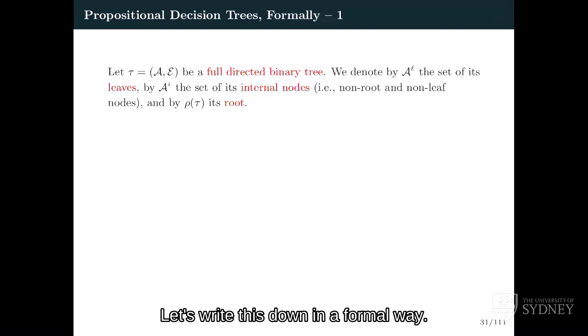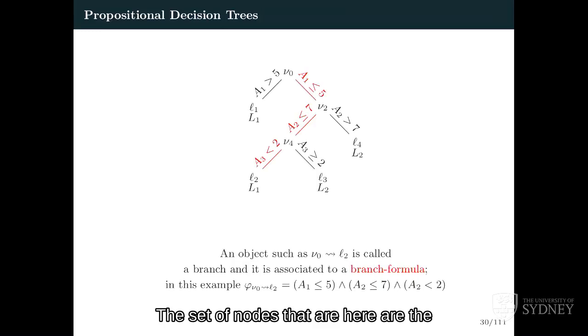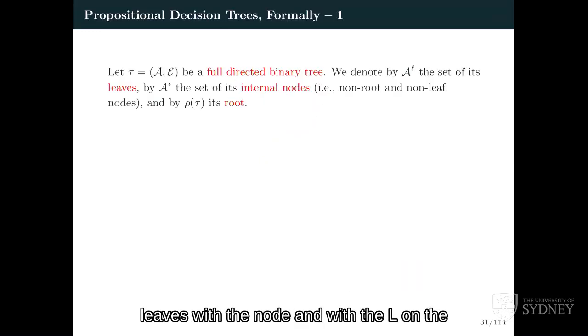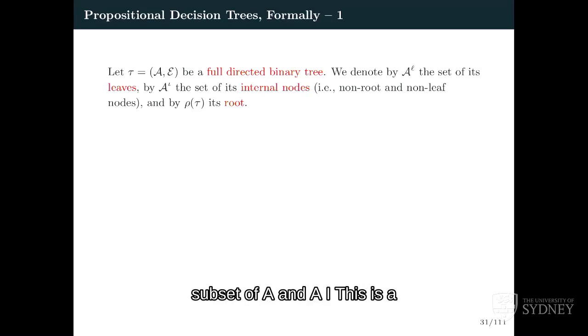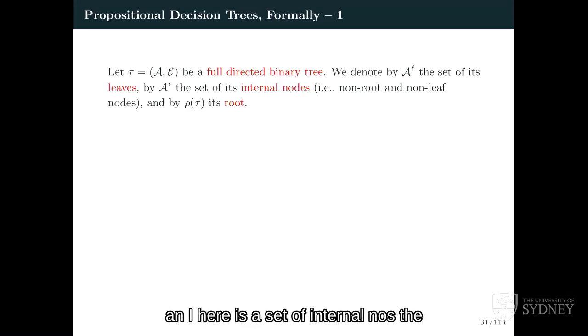Let's write this down in a formal way. Let A be a full directed binary tree. So these are the set of nodes, these are the set of edges. The set of nodes that are at the leaves, we denote with an L on the top here. So A^L is the set of leaves, a subset of A. And A^I, with an I here, is the set of internal nodes, the non-root and non-leaf nodes. So we have the root, the internal nodes, and the leaves.